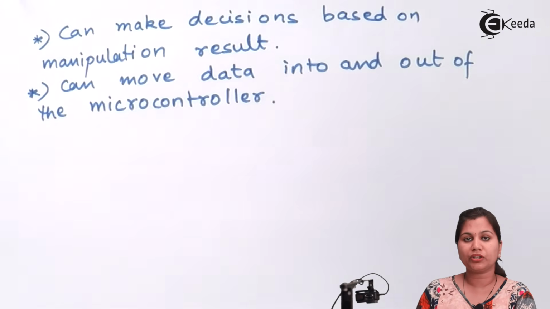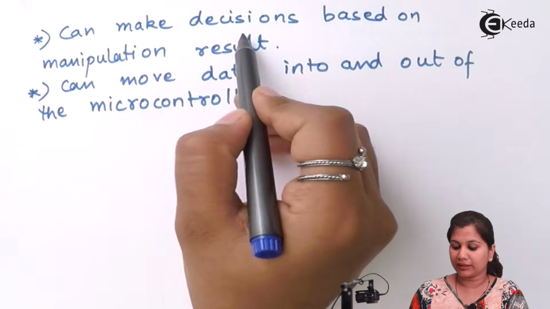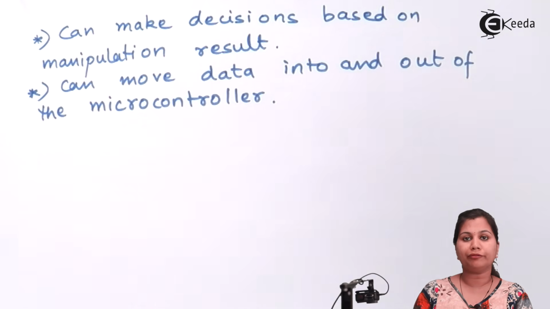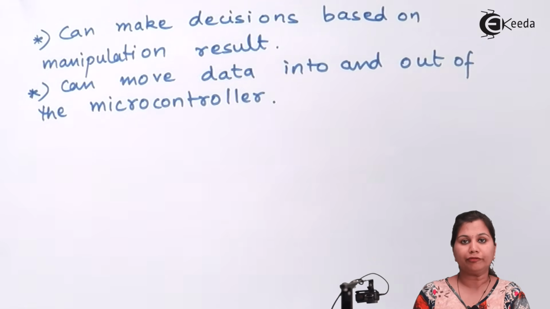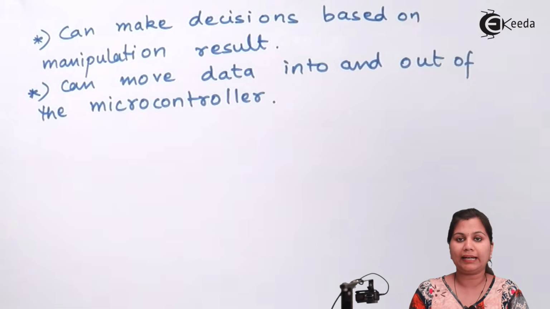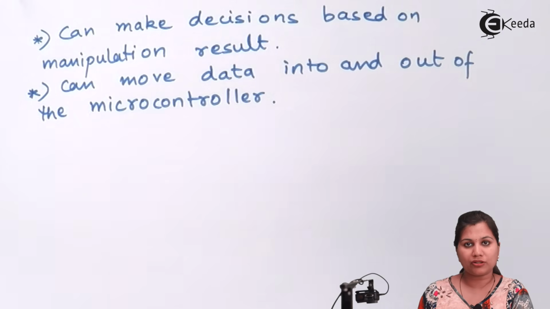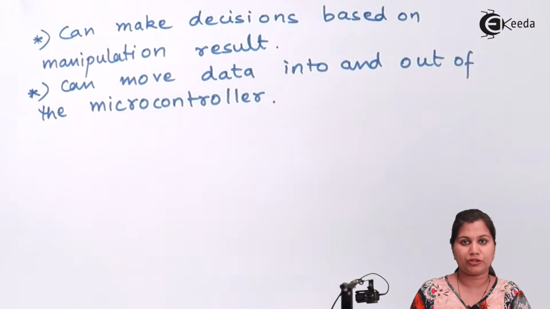Also, with the help of the instruction set of 8051, the microcontroller can make decisions based on the manipulation results. If we get any result of the operation, on the basis of that result, some decisions are to be made, like if two numbers are compared and we find that this number is greater than the other number, then let's perform the next operation. So it can make decisions based on the manipulation result.